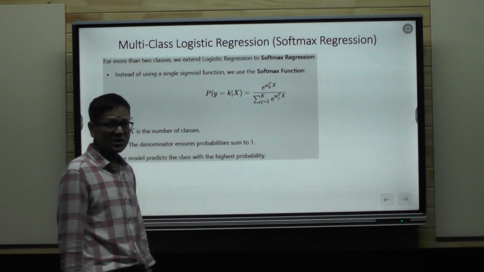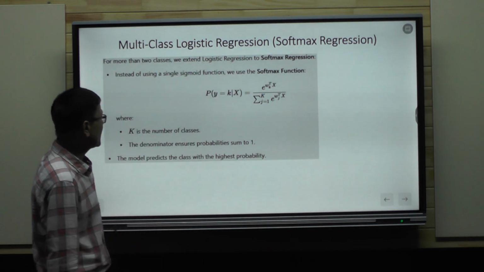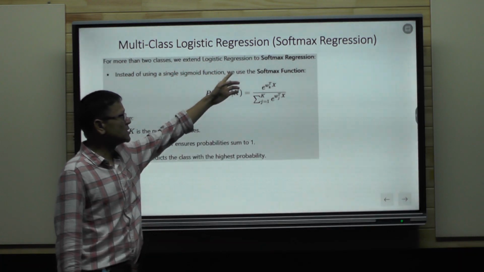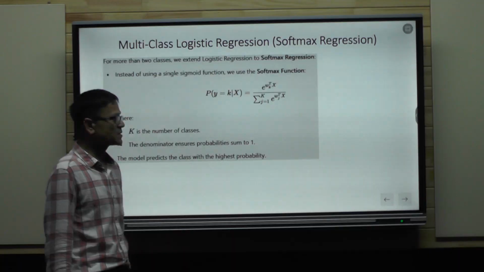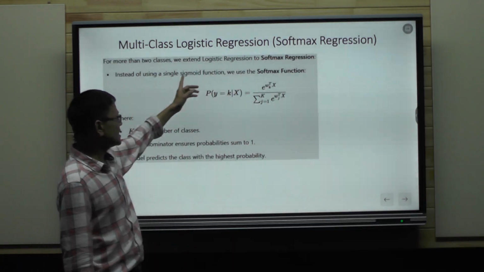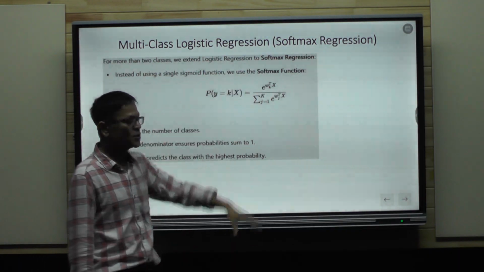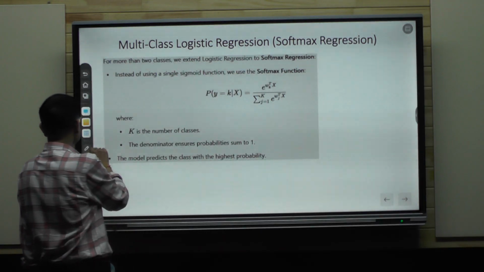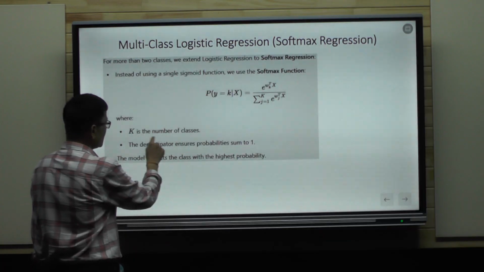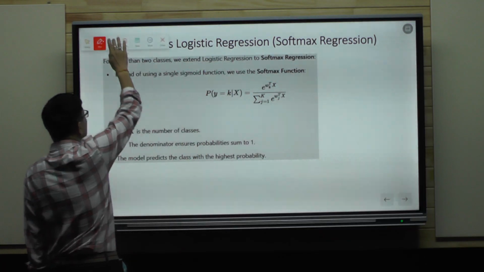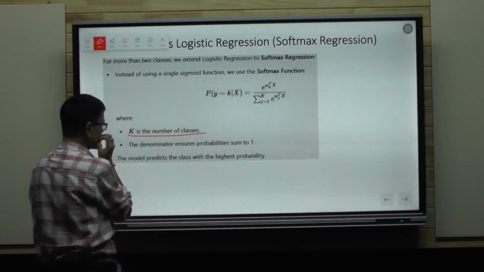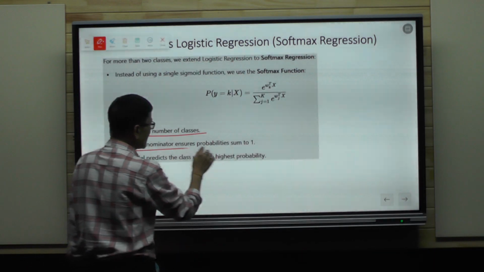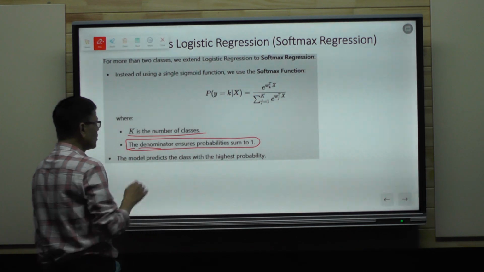Now for multi-class logistic regression, for more than 2 classes we extend logistic regression to softmax. So instead of using a single sigmoid function, we use the softmax function, where k is the number of classes, okay, and the denominator ensures that the probabilities sum to 1.